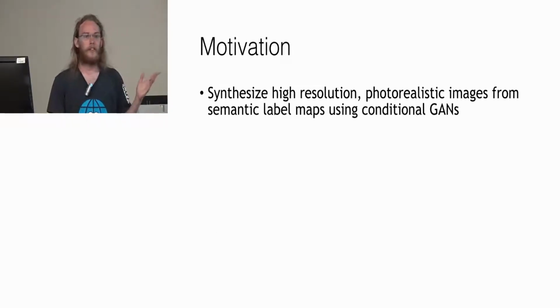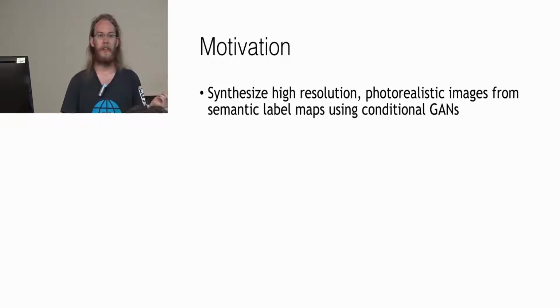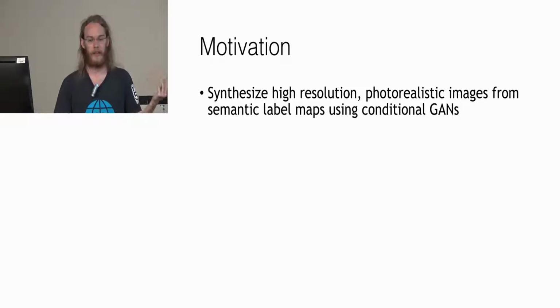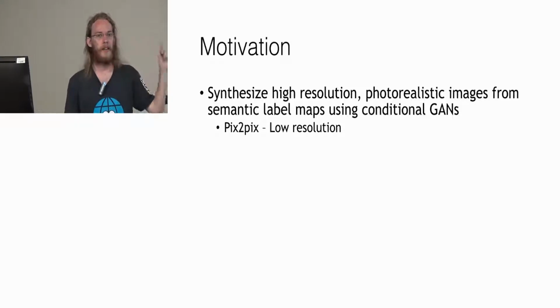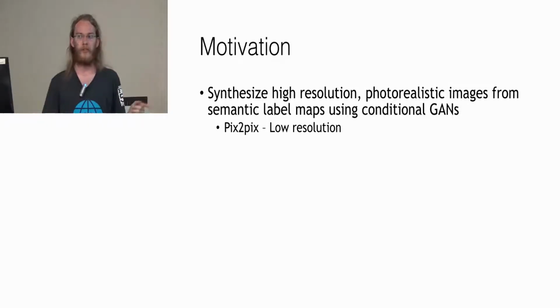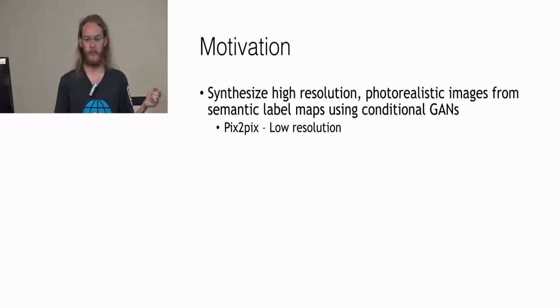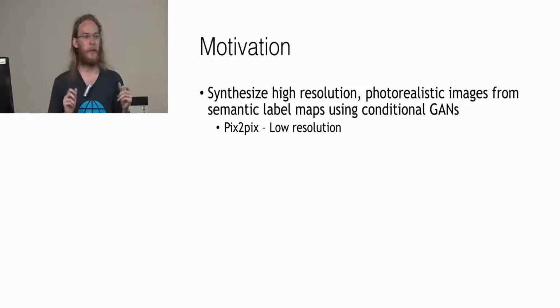Motivation. So the primary motivation of this paper is to synthesize high-resolution images using conditional GANs with semantic label maps as input. The previous method that the authors build upon is the pix-to-pix network. That is an image-to-image translation network using conditional GANs, which were talked about a little bit by Bruce in the last presentation. It works well on low-resolution images, 256 by 256, but it has difficulty with high-resolution images like 2048 by 1024. It produces blurry images with some visual artifacting.